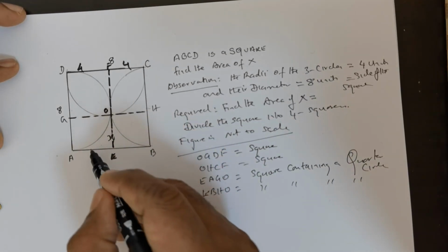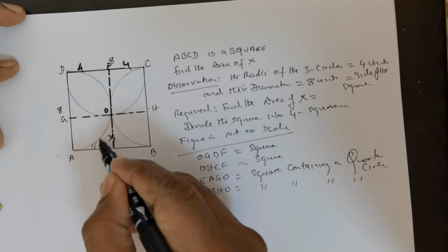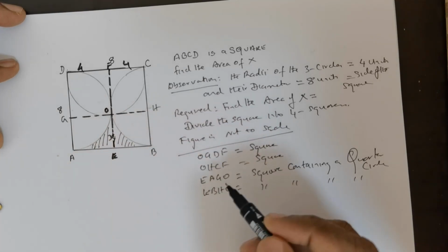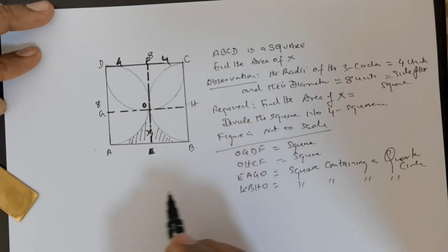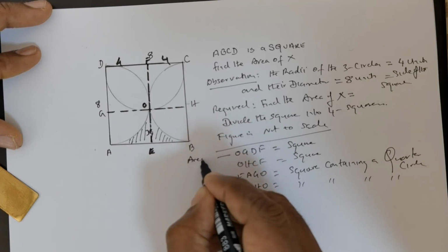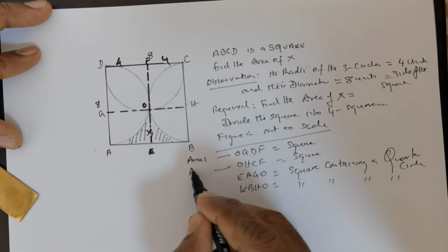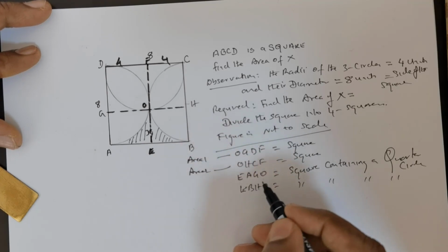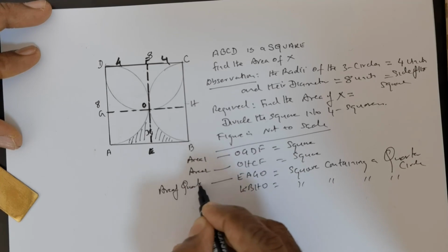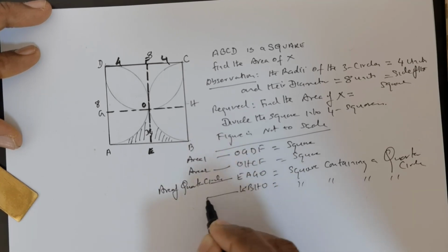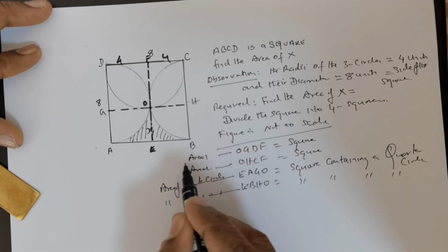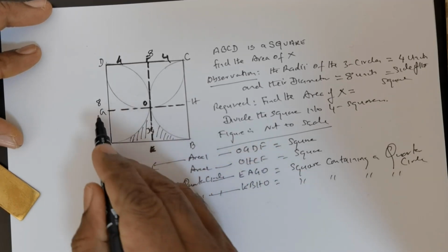Now we are required to extract this area. So how are we going to do that? Foremost, I will calculate the area here, area 1, I will calculate area 2, and then I will find the area of the quarter circle, and over here I will do the same. So first the area of OGDF.